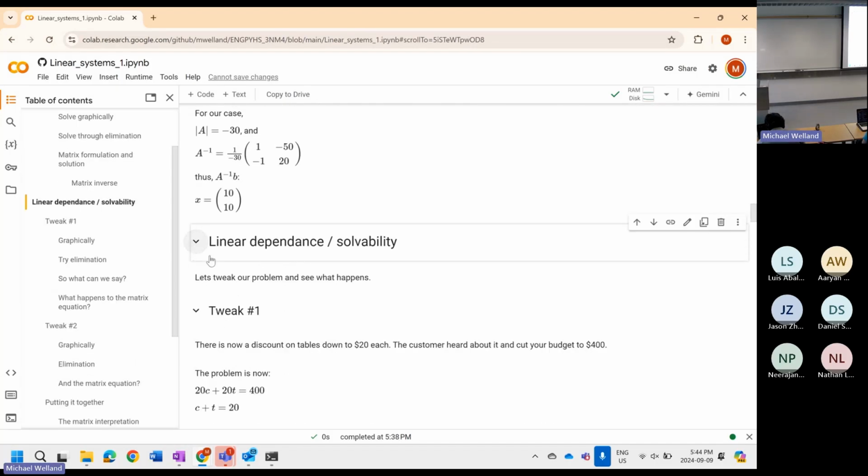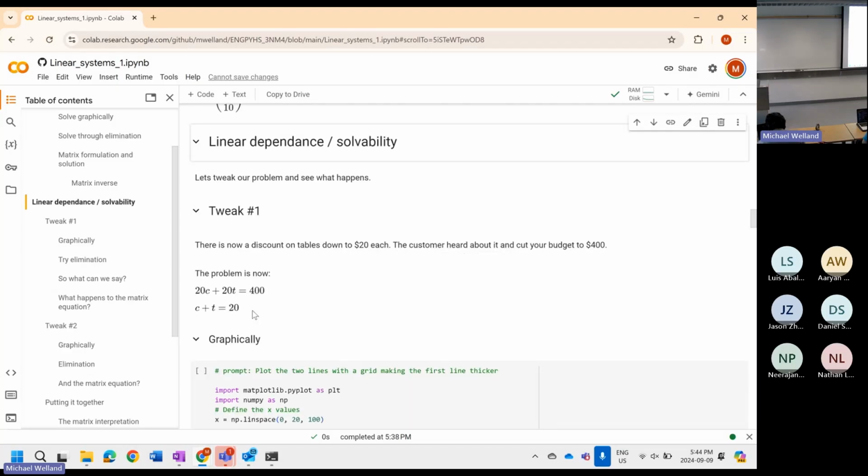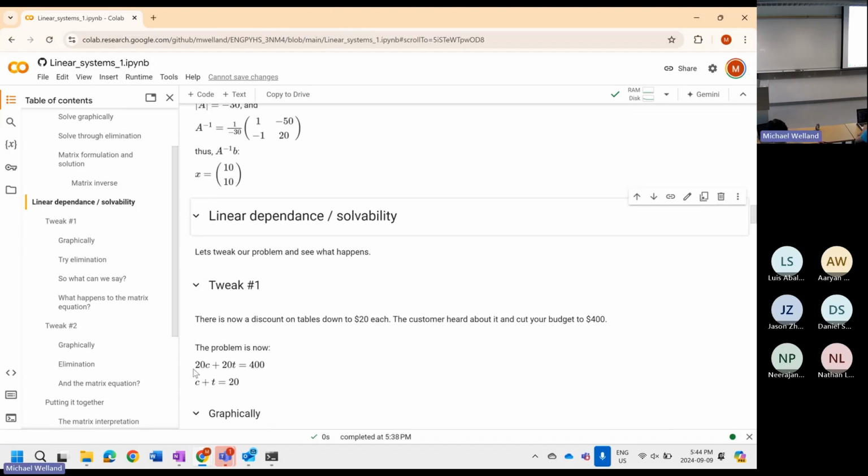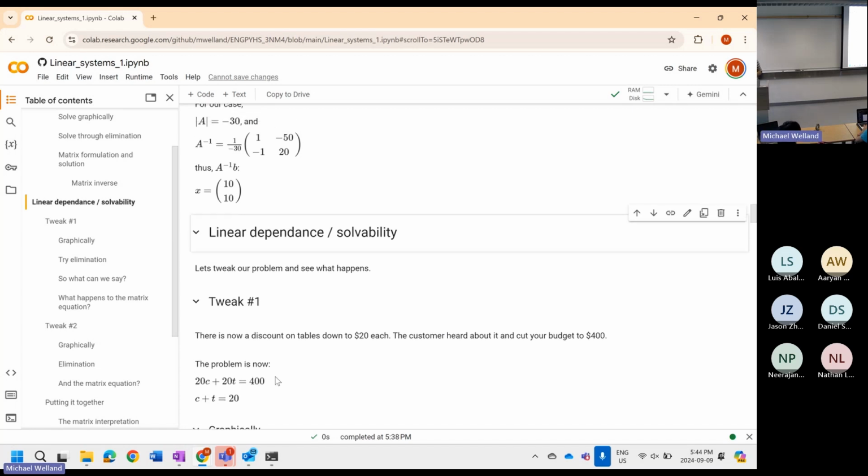Let's tweak our problem a little bit and see what happens. There's a sale on tables that goes down to $20 each. The customer heard about it and cut our budget to $400. So our problem is now 20, 20, 400, 1, 1, 20. Does anybody see a problem with this? Right off the bat.